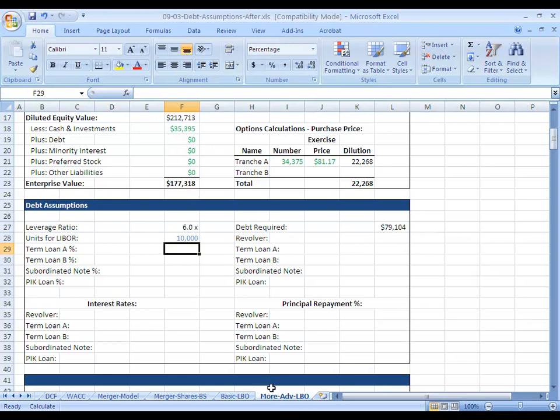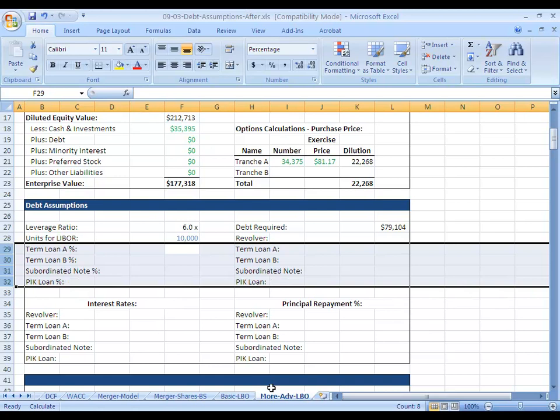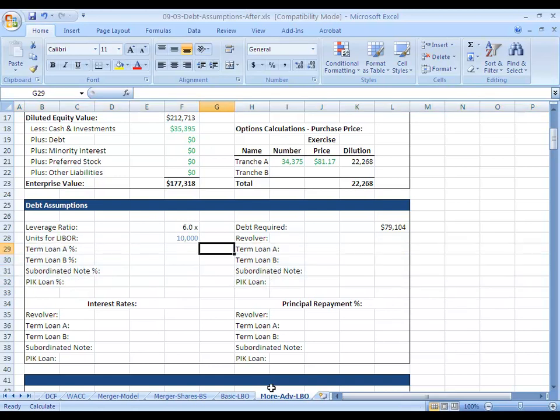So then for these percentages here for term loan A, B, subordinated note, and PIK loan, what we have to do here is decide, of the 79 billion worth of debt, how much is going to each different type of debt. Now at a bank, the way you do this is once again look at debt comparables, recent debt issuances from companies, and figure out what allocations they have been making, what leverage ratios they have been using for each tranche of debt. So maybe companies in this industry on average have a 2x leverage ratio for term loan A and then a 1x leverage ratio for term loan B. If that were the case, then we might use that to make our calculations here.